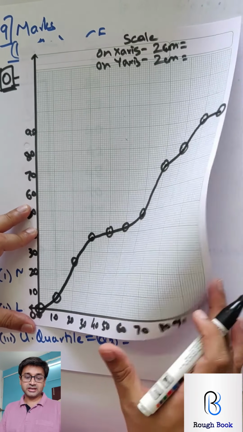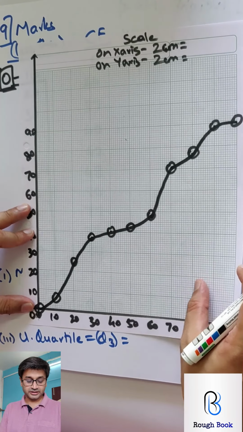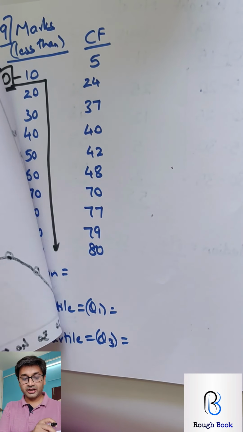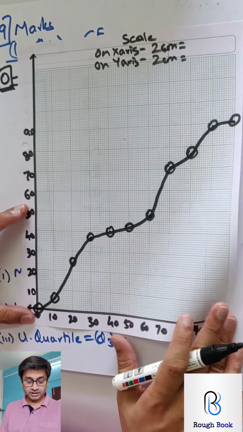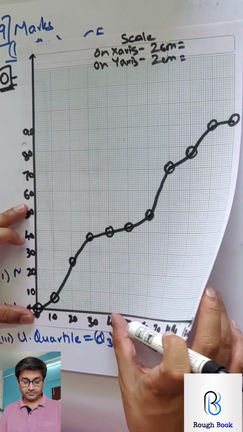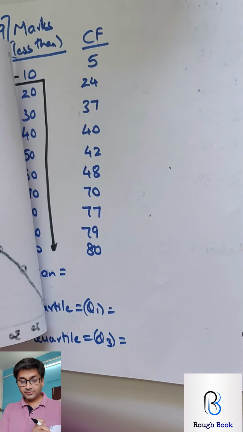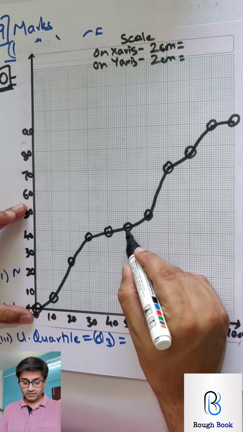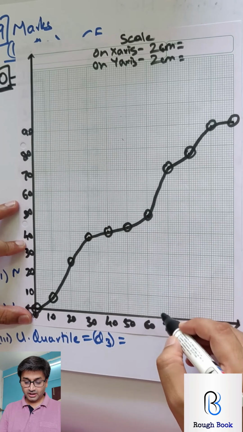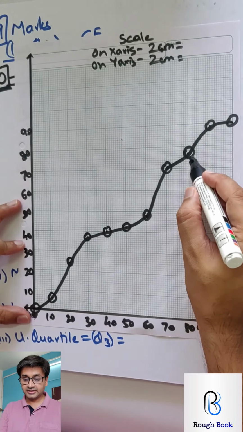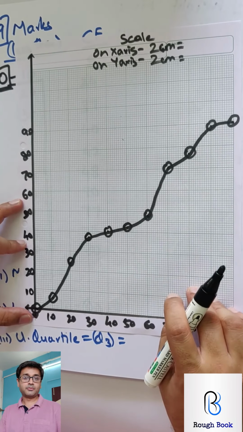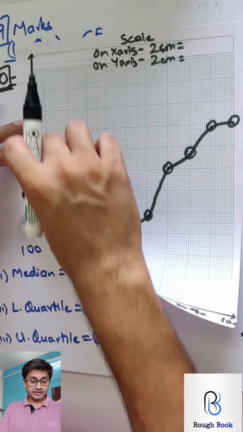I wish to check the answers once again to see if we plotted it correctly. So on 10 we plotted 5, on 20 we plotted 24, and then on 30 we plotted 37, on 40 it was 40, on 50 was 42, 48, and then we directly went to 70, then 77, 79, 80. Perfect. Now your target is to find a list of things.